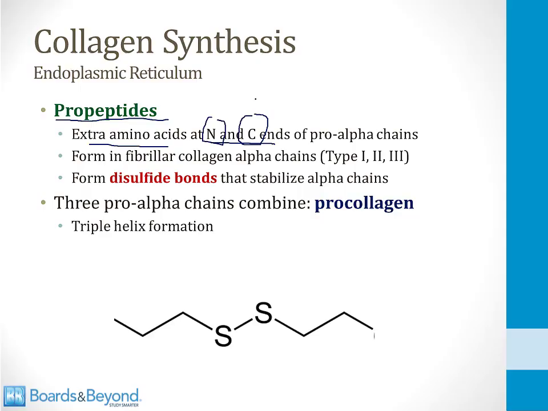This occurs in any of the pro-alpha chains that will go on to form fibrillar collagens like type 1, 2, and 3. And the reason these propeptides are important is because they form disulfide bonds that help stabilize alpha chains. At the bottom of the screen is a picture of a disulfide bond to help you remember this. At this point, 3 pro-alpha chains can combine, and when they do, the structure they form is called procollagen. This is the triple helix formation of 3 pro-alpha chains.